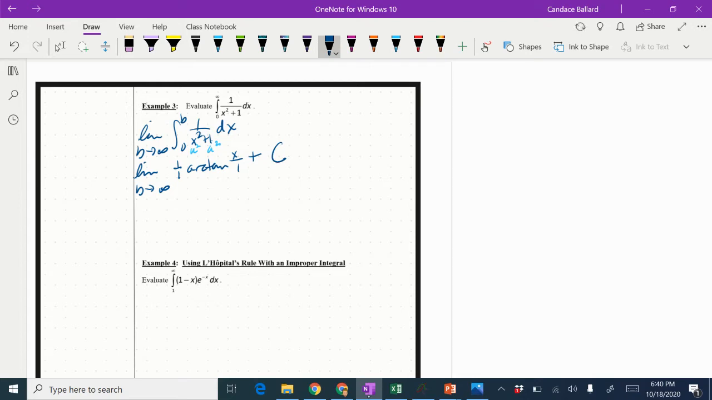Now I'm going to go ahead and substitute in, oh, not plus c. What am I thinking? It's definite, so I have to go from 0 to b. So now I'm going to substitute that in. So the limit as b approaches infinity of arctangent of b minus the arctangent of 0.